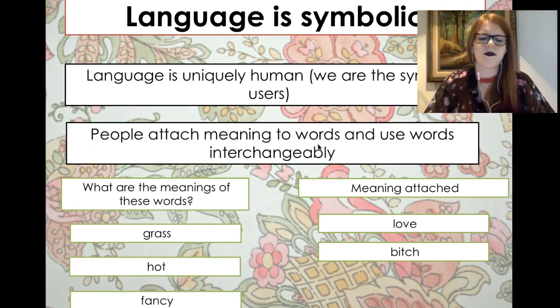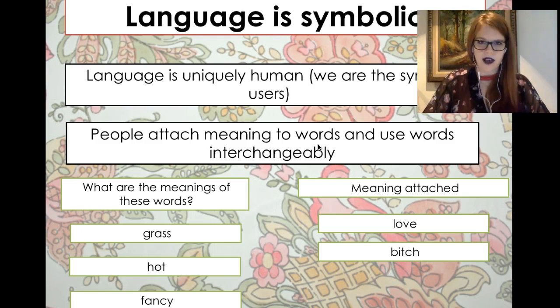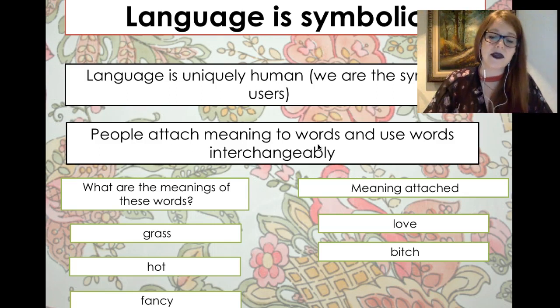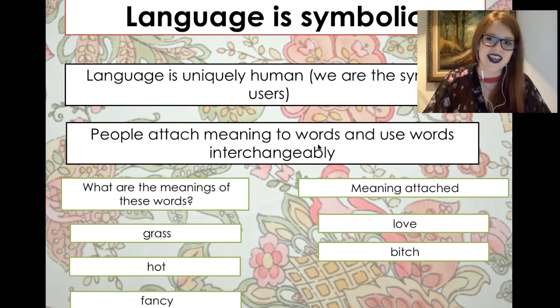So then, if that's the case, if we're the symbol users and that's what makes us human, why do the words matter? The reason the words matter is because people attach meaning to words and use the words interchangeably. The words themselves are irrelevant. Remember, the symbol system that creates a word is arbitrarily agreed on. To understand that, let's go through some of these examples.